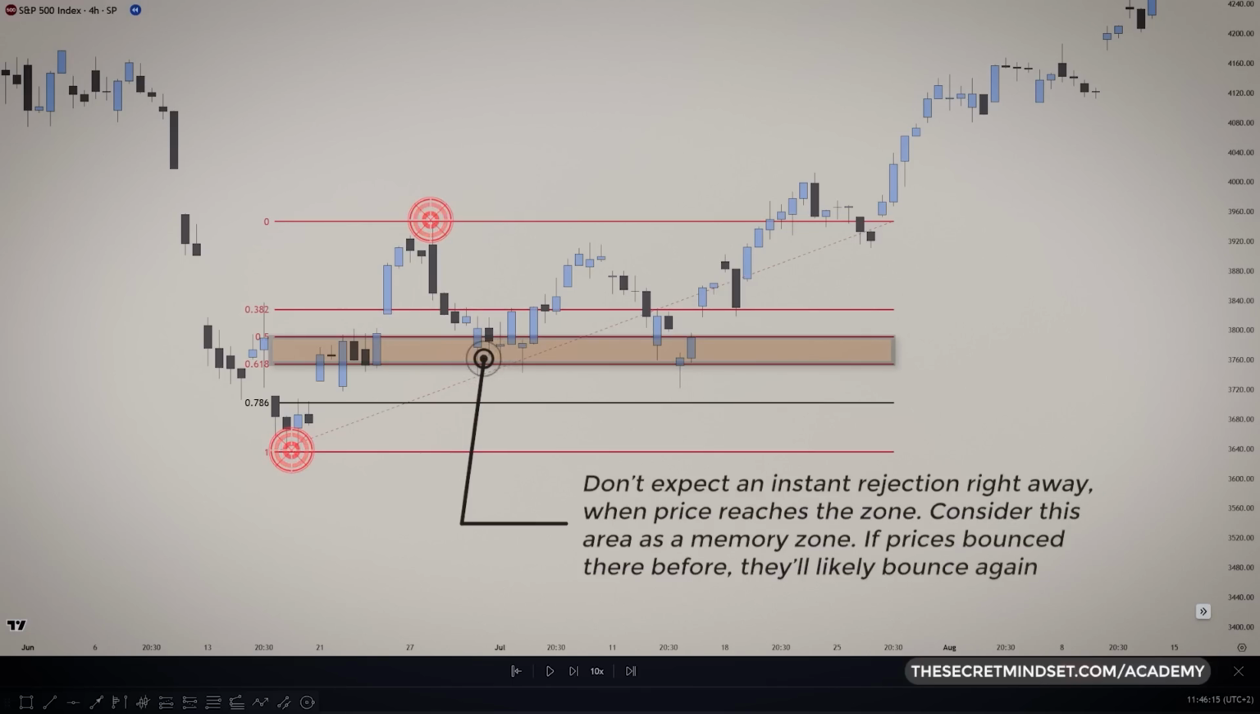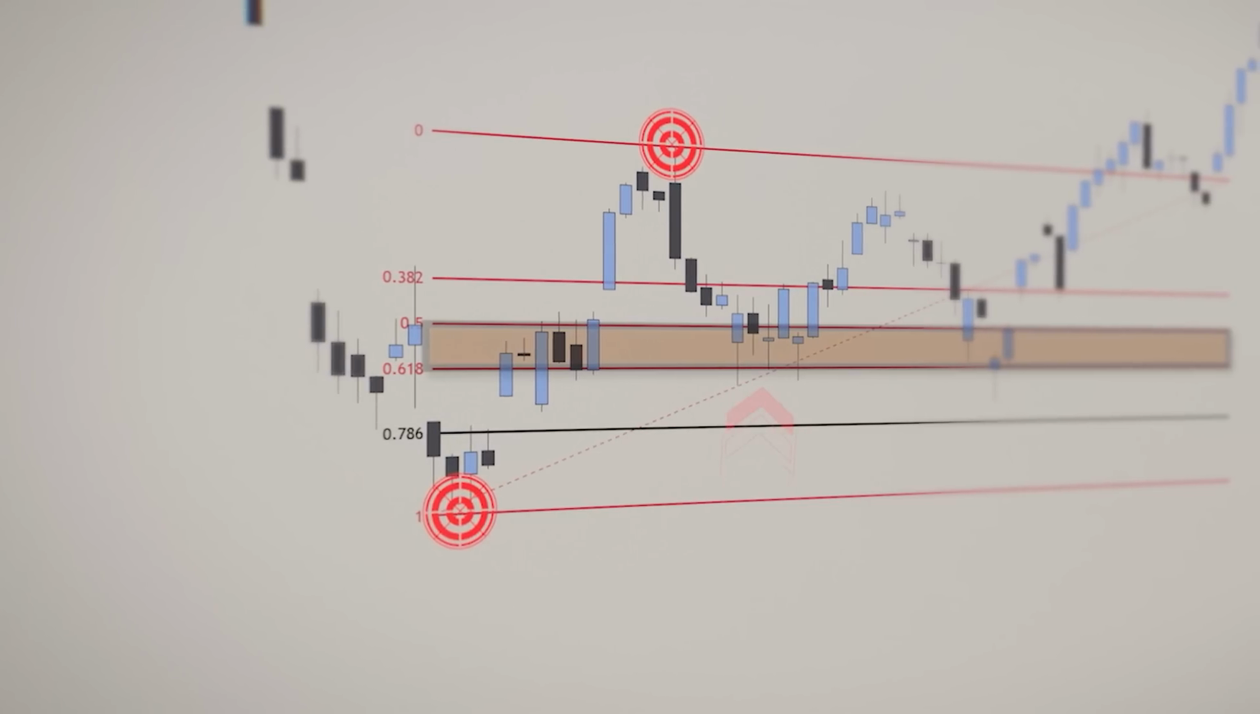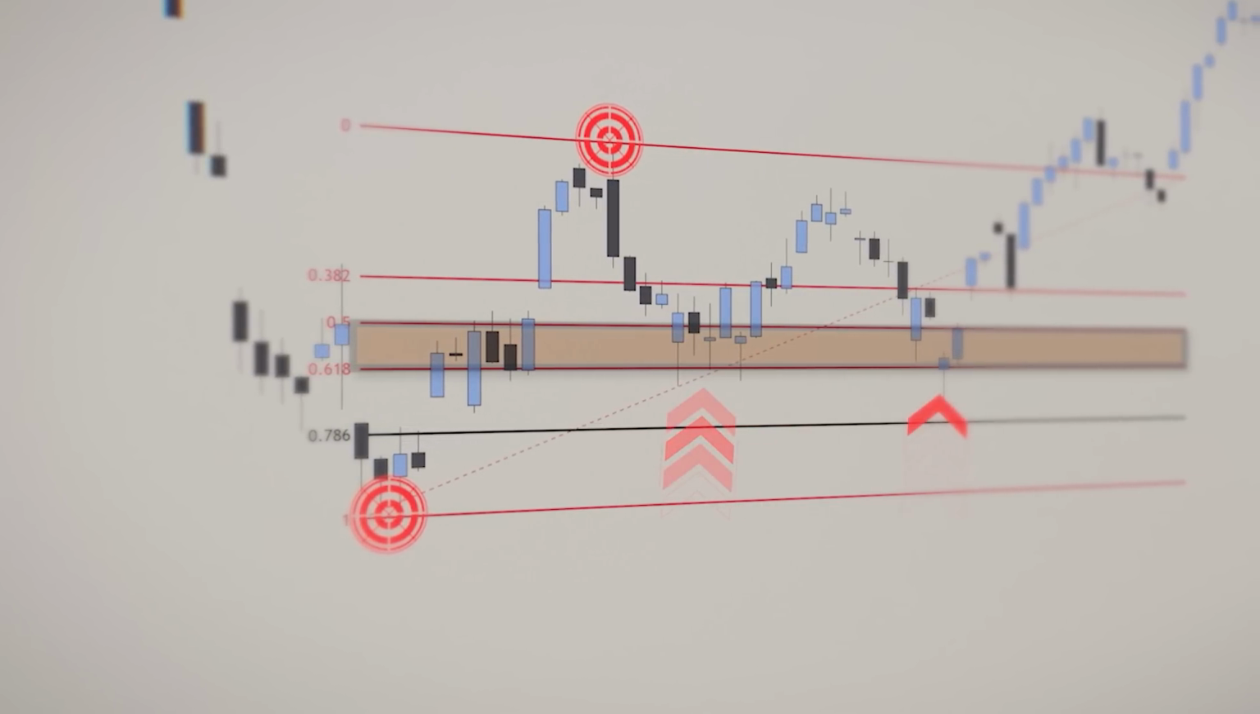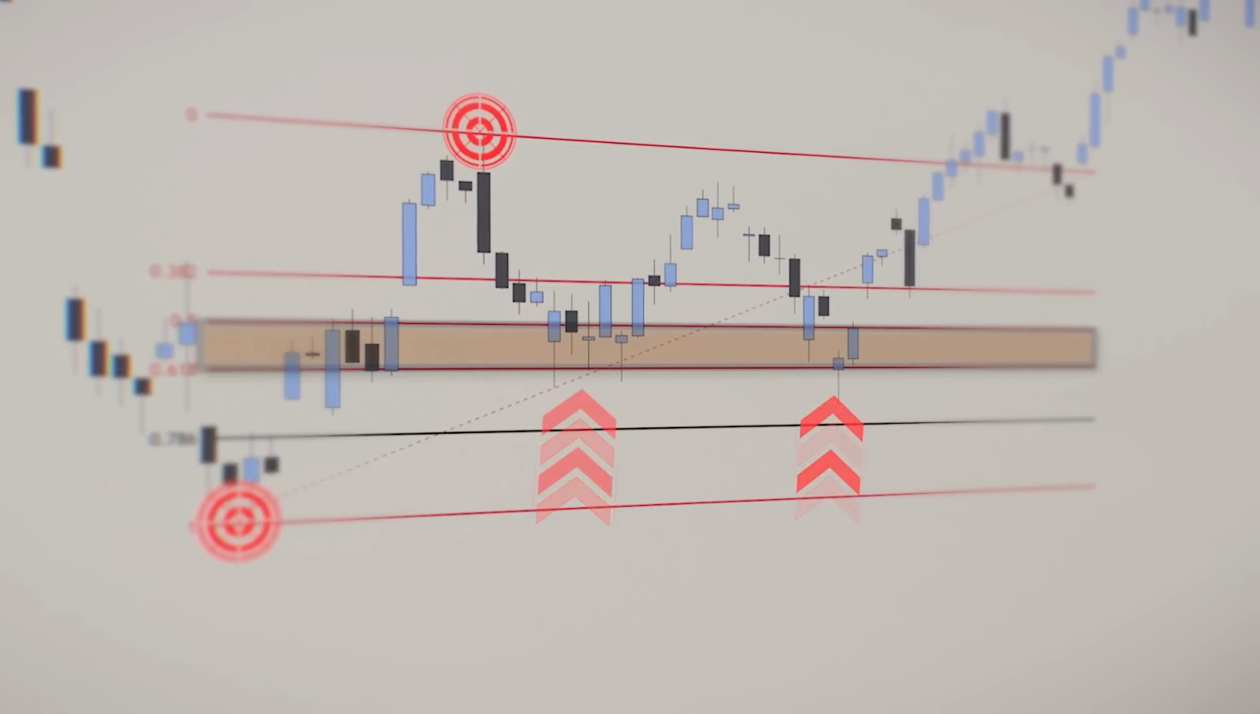Very important, you might not get an instant rejection right away when price reaches the zone. Prices need to chill and regroup sometimes. So consider this area as a memory zone. If prices bounced there before, they'll likely bounce again. It's a good area to take trades if you missed it the first time.